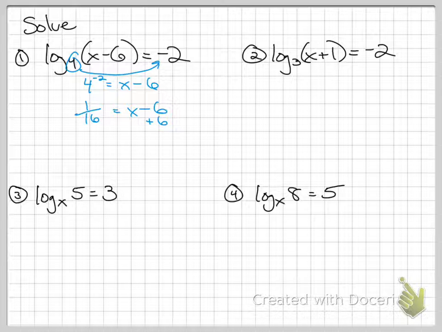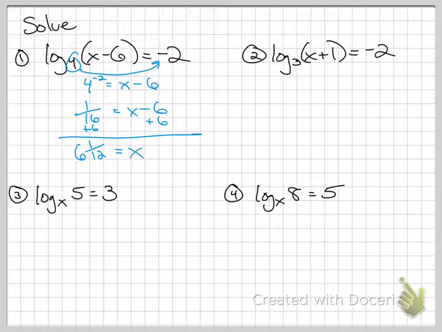To get x alone, you would add 6. You could write this as a mixed number, which is my preference in this case, or as a decimal, or as an improper fraction. Whatever the equivalent to 6 and 1, it shouldn't be 12, sorry. Don't change the problem. 6 and 1/16 is.